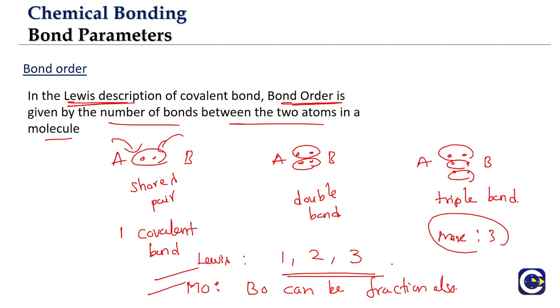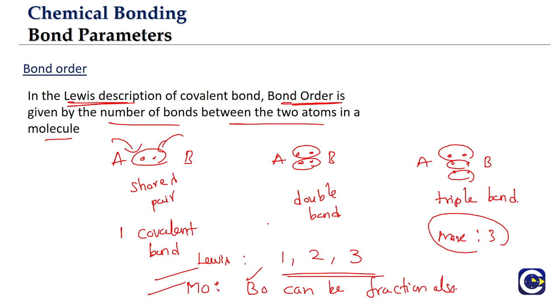But as per the molecular orbital theory, where BO represents bond order, we will be able to see that the bond order can have fractional values also. But this is about the concept of bond order as per the Lewis description. It talks about the number of bonds between the two atoms. Single bond means bond order 1, double bond means bond order 2, triple bond means bond order 3.